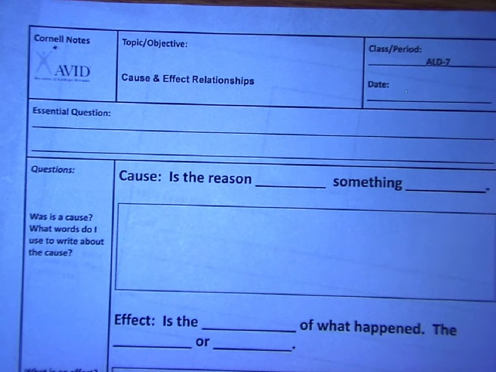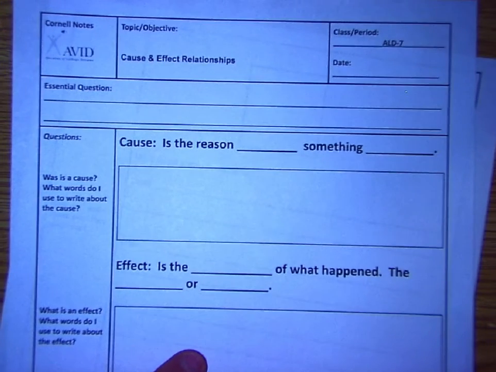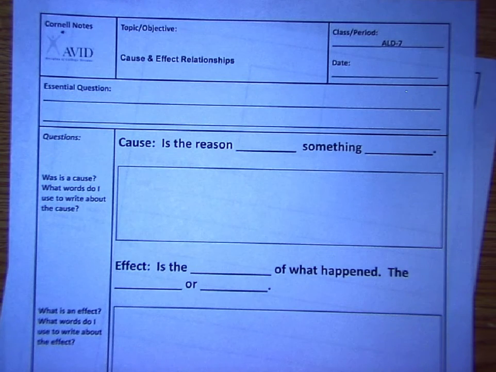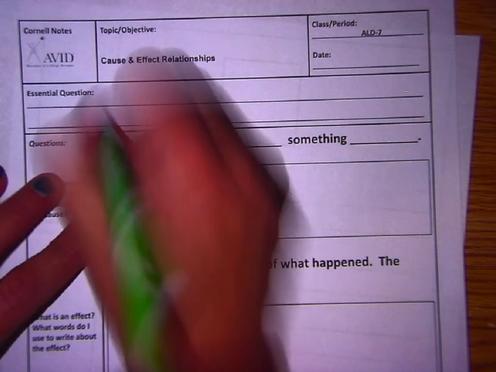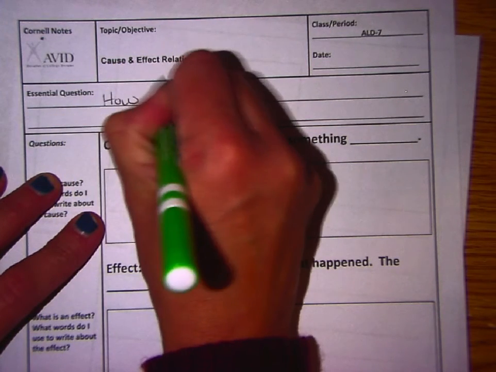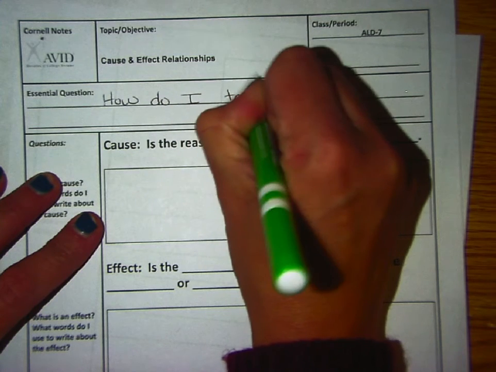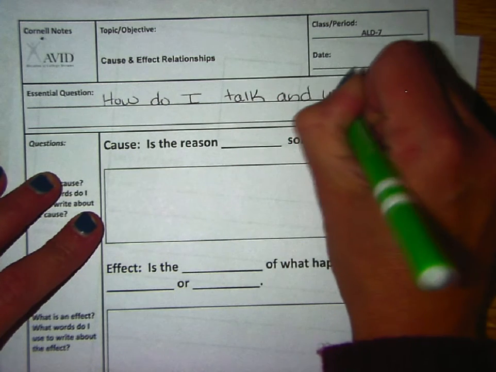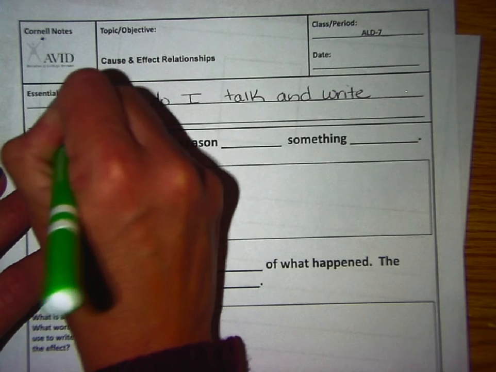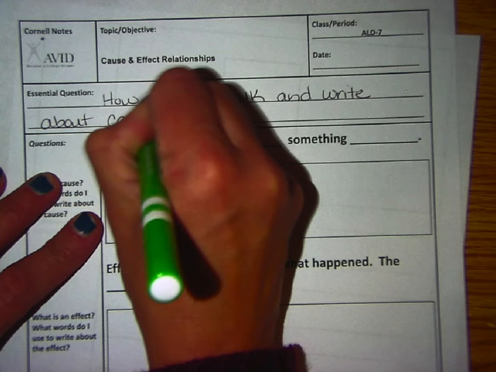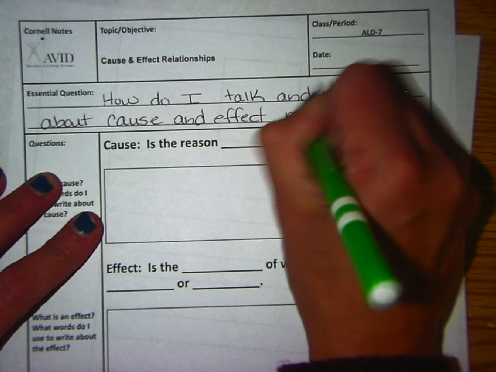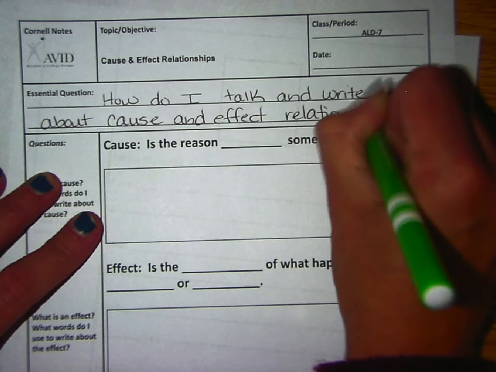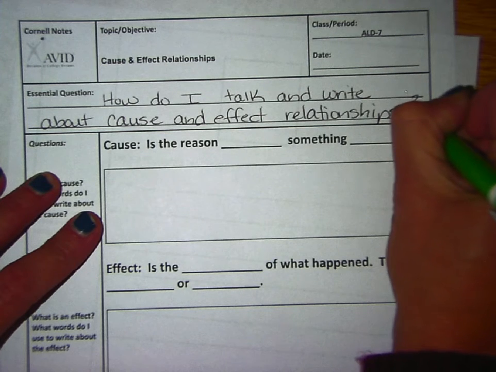Hi students, today we are going to take some notes on cause and effect relationships. So right now you have your notes in front of you and you are going to write our essential question. Okay, so our essential question is, how do I talk and write about cause and effect relationships? At the end of our question, we need a question mark.